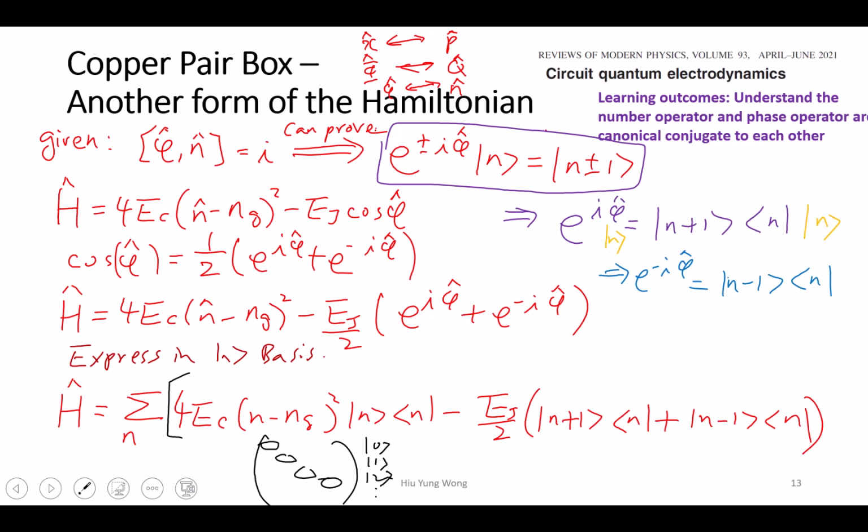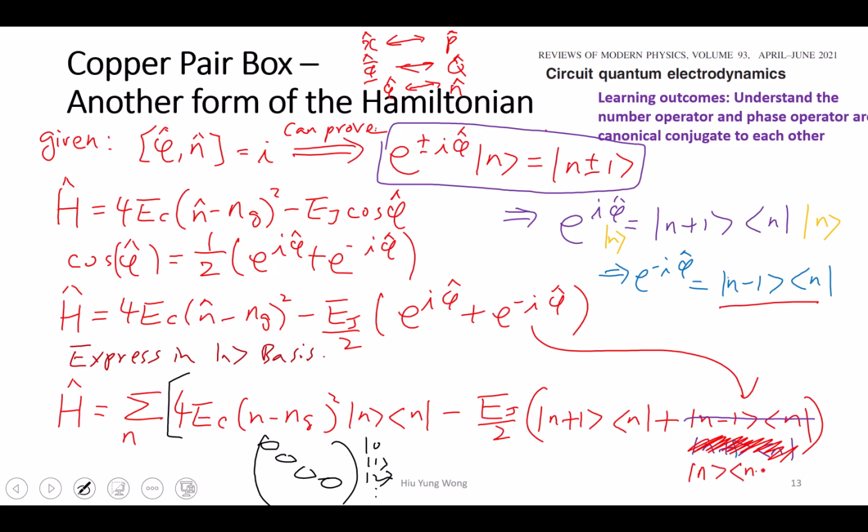Now, e to the power negative i phi is a lowering operator. And because the sum goes from 0 to infinity, it is actually the same as shifting n to n plus 1. So instead of saying that it goes from n to n minus 1, we can use the same thing as n plus 1 going to n, because when we form the matrix and you sum from 0 to infinity, they are equivalent.